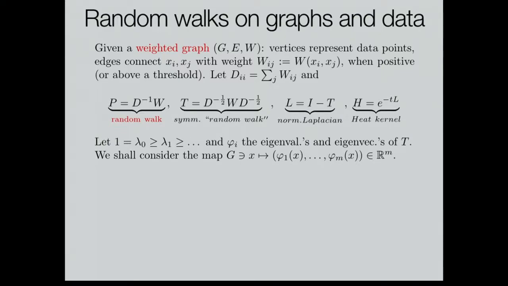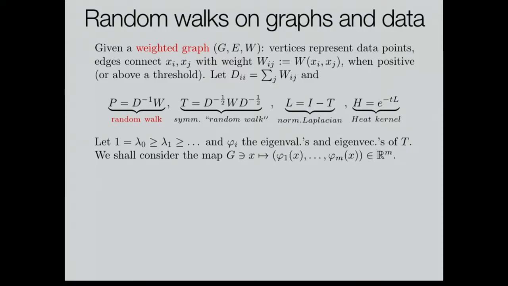We would like that to be proportional to the weight W_ij. Think of W_ij as a similarity between vertex i and vertex j, so you would like the probability of jumping from i to j to be proportional to that, and the constant of proportionality that makes P a row stochastic matrix is this inverse degree matrix, D inverse. D is the degree matrix whose i-th entry is the degree of vertex i, so the sum of the weights of the edges attached to vertex i.